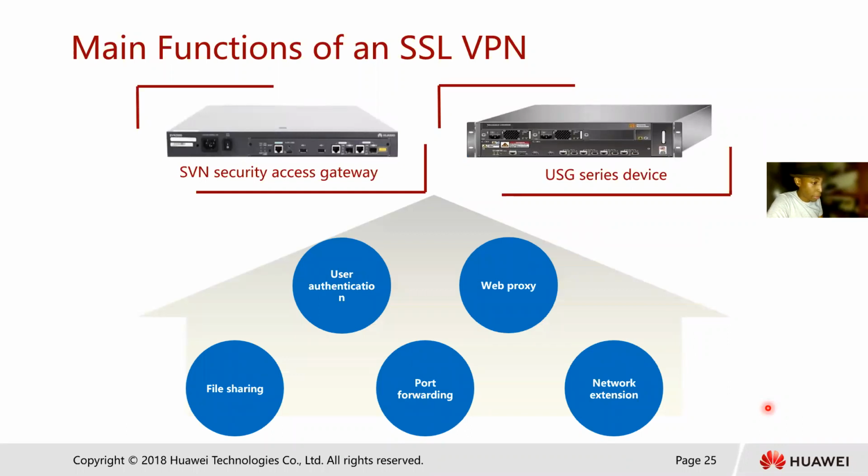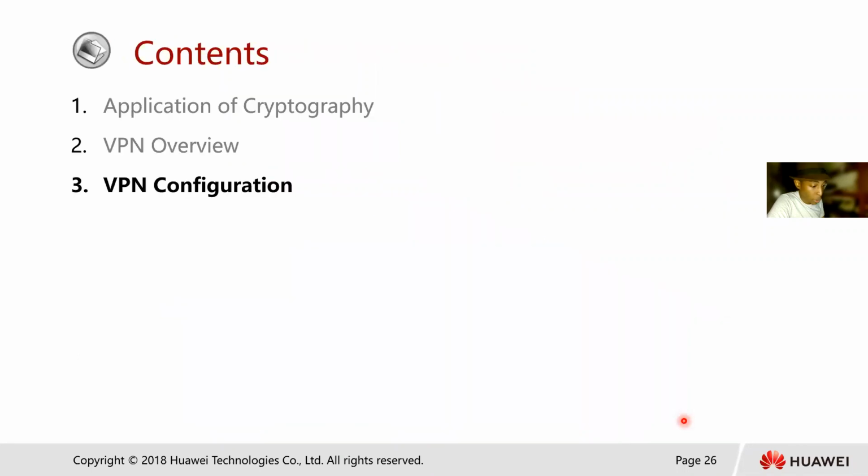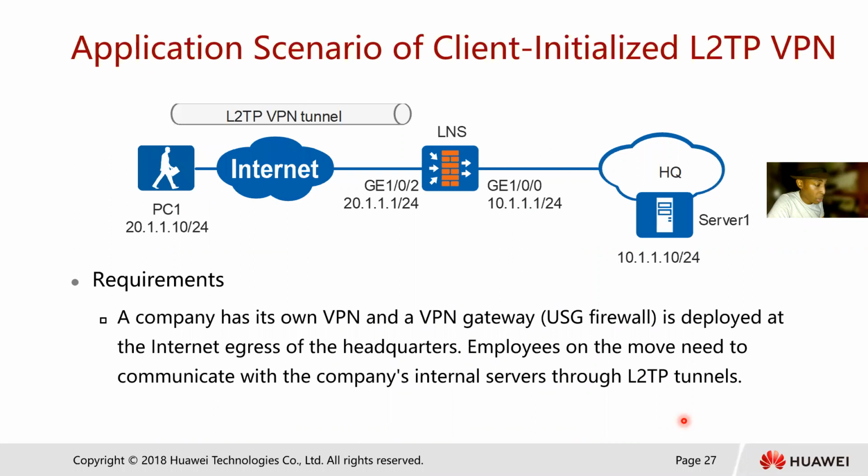So we have, for example, a USG series device. These are Huawei. Then you also have the security access gateway, SVN. All these can help you with regards to file sharing, user authentication, port forwarding, a web proxy, and as a network extension. So what about the VPN configuration?